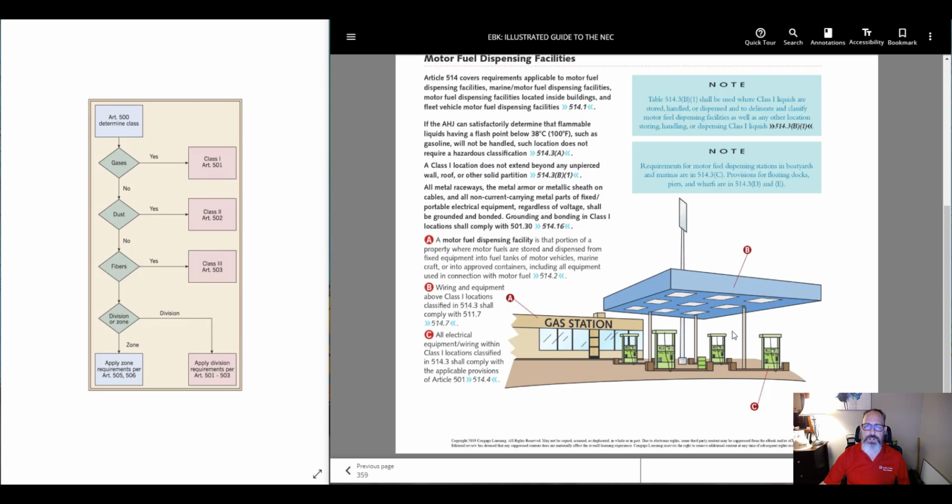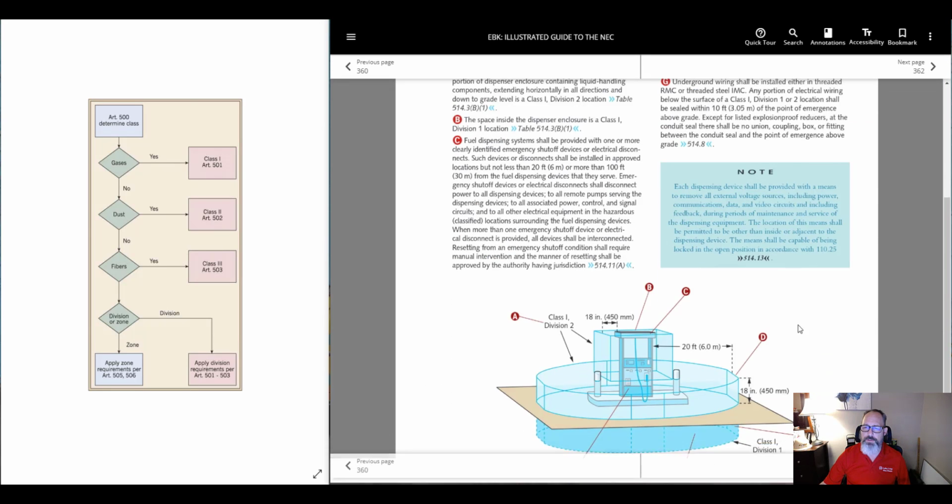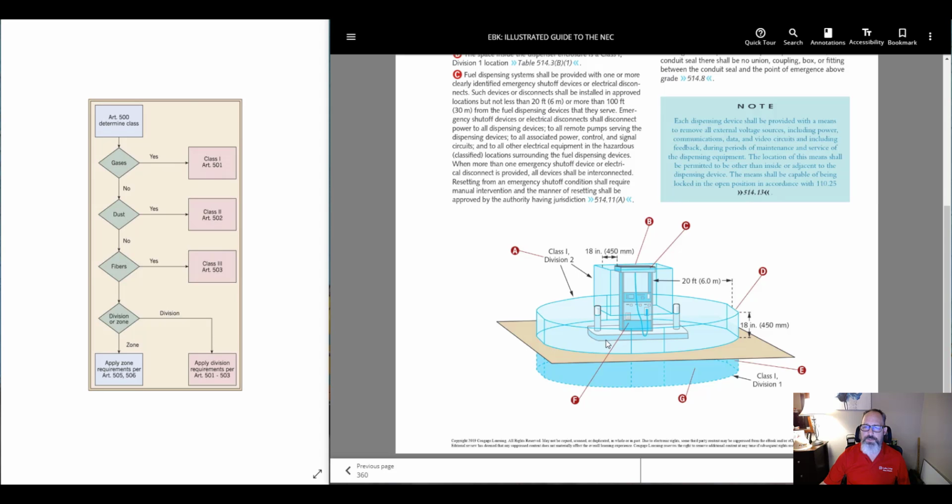How about a filling station where we're going to fuel up? We're going to have classified areas here. So here's an example of that. So this is those layers I was talking about. Around the pump, we'll start here at the pump area where we're going to be standing. So 18 inches from the pump, you're going to have a Class 1 Division 2 location.